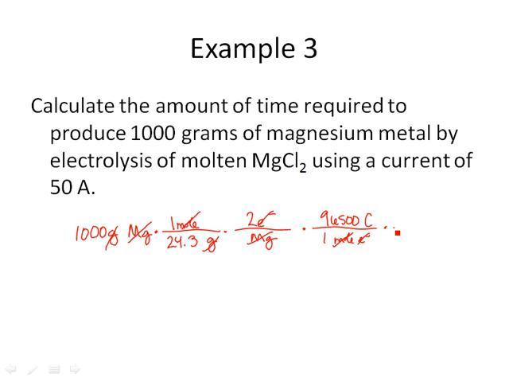You can do this 2 ways. You can stop here and then use your amps, or what's an amp? It's 50 C over seconds, so we can flip it as seconds over 50 C.